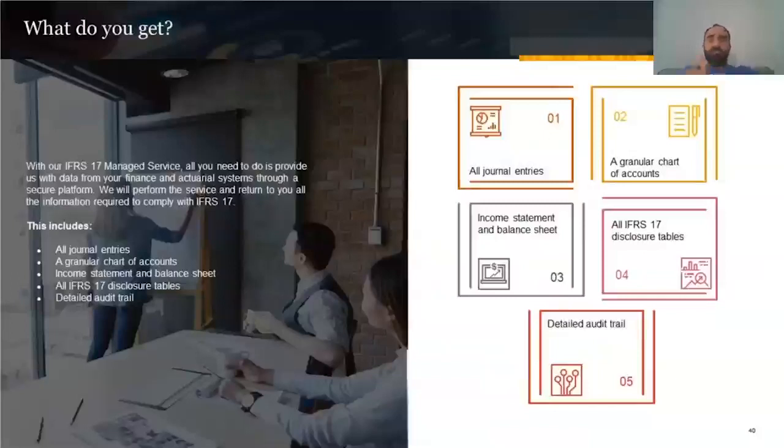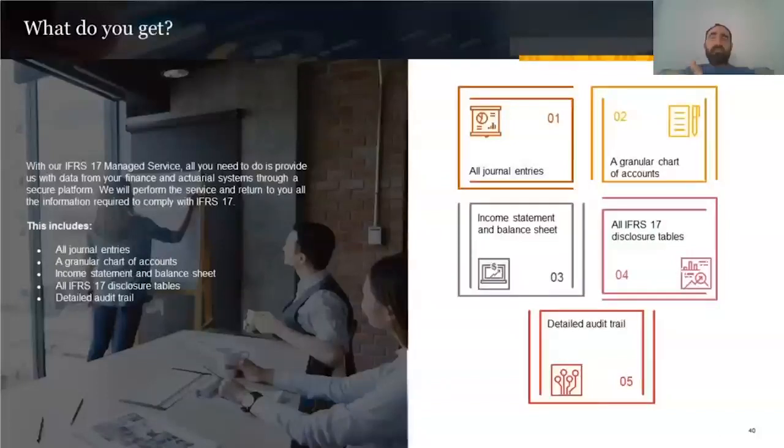So you get all journal entries, so all the debits and credits. There's a granular chart of accounts that you have access to. It's pre-configured according to the PwC illustratives, but it's also possible to change that to satisfy your own needs. That then translates the journal entries into your IFRS 17 income statement and balance sheet items.